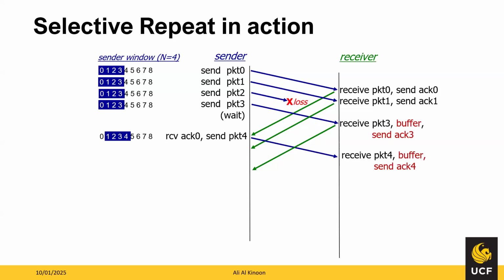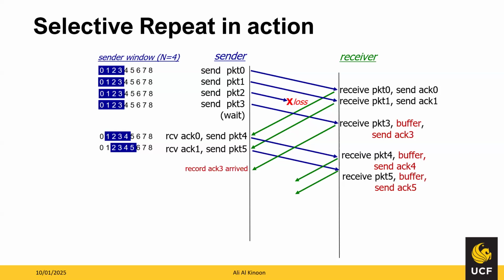Then when the first packet's acknowledgement comes back, we move the window forward by 1, and the receiver gets packet 4 and says, hey, this is still out of order. We still need to deal with packet 2 before we deal with packet 4. So we buffer it. Then the window moves forward again, we get to packet 5, which is also out of order, so we also buffer it. And then the acknowledgement for packet 3 has arrived.